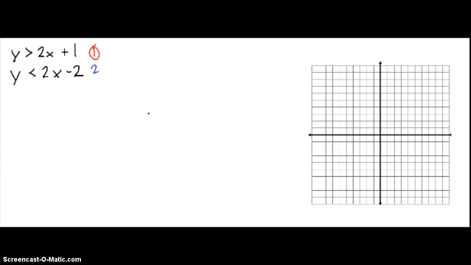So first, let's graph our first equation. The boundary line is going to be at y equals 2x plus 1. So we're going to have a y-intercept at 1. And we're going to have a slope of positive 2. So we're going to go up 2 and over 1. And then we'll go up another 2 and over 1. And we'll put a line through those 3 points.